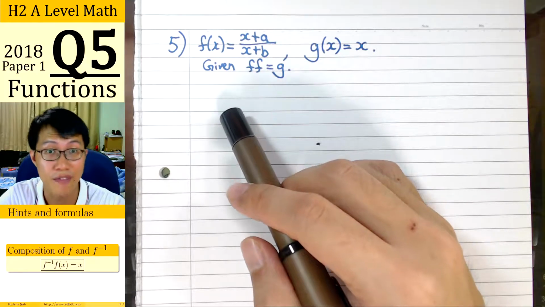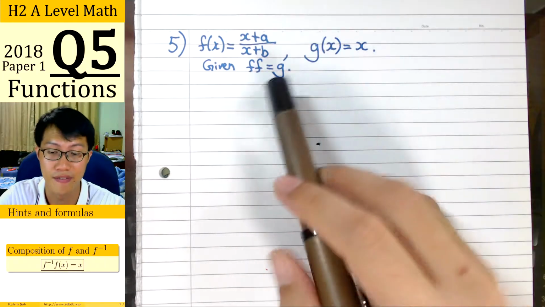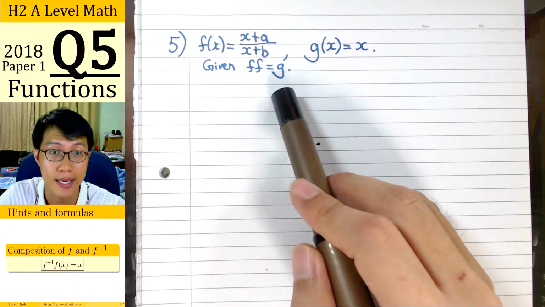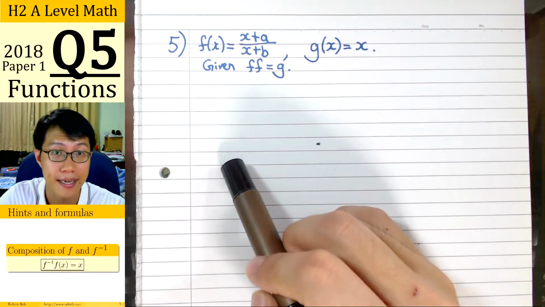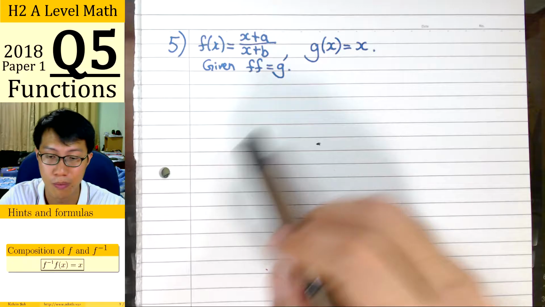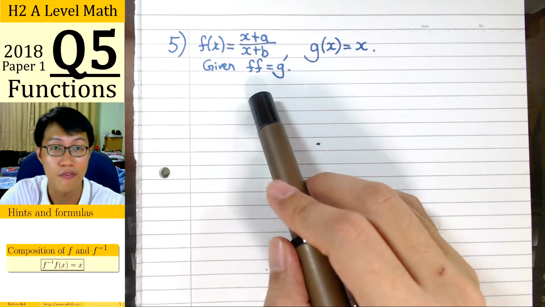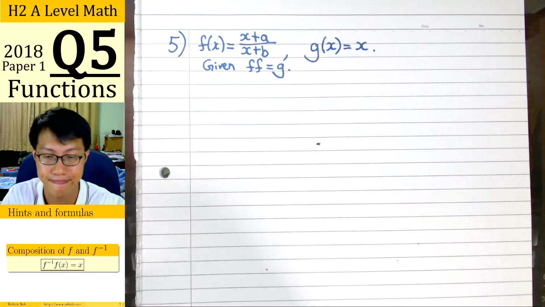For question 5, we are given two functions, f and g, and also given that ff is equal to g. We are asked to find the value of b. So to start off with this question, we should probably find out what the composite function ff will look like. So let's try that out.